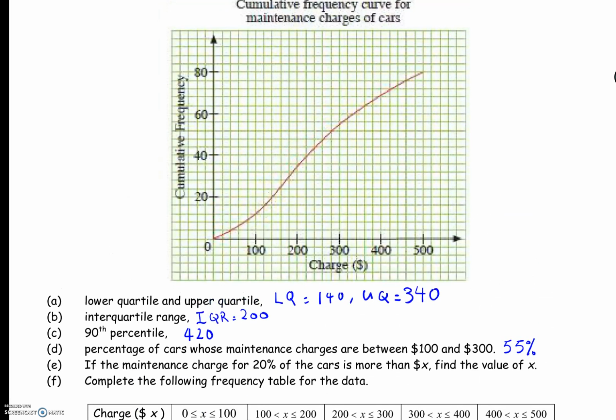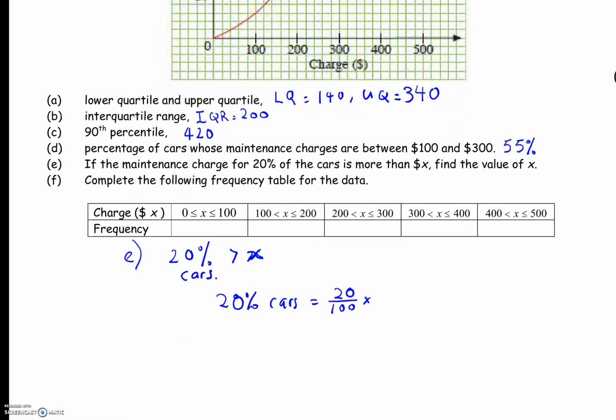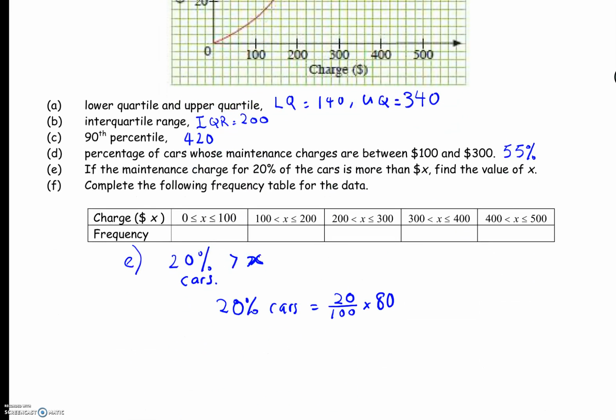Now total number of cars is 80. So we say, oh, 80 cars altogether. So this is times 80. How many cars is that? Anyone can help me? 16. 16 cars.